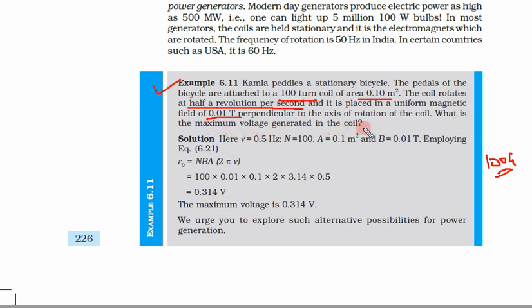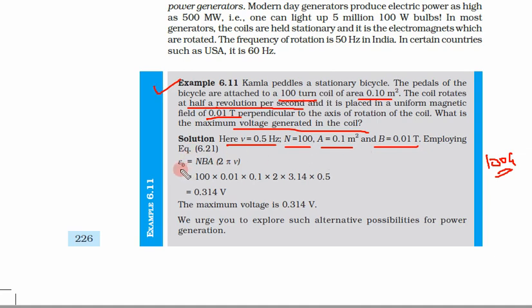What is the maximum voltage generated in the coil? So that we have to calculate. So here you see nu is half hertz. Number of turns N is equal to 100. Area is equal to 0.1 meter square and magnetic field is 0.01 Tesla. Now let us solve this.